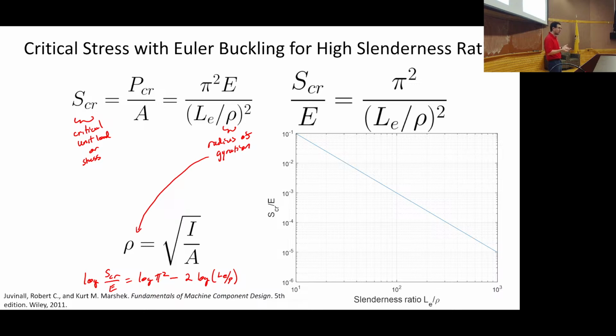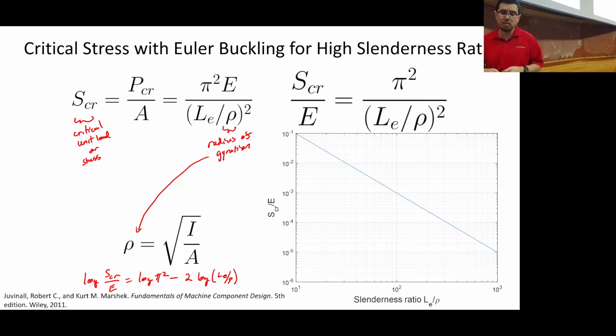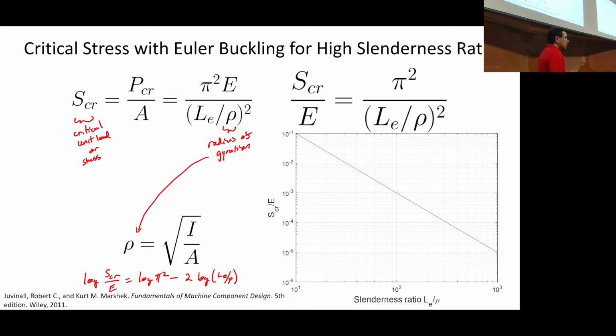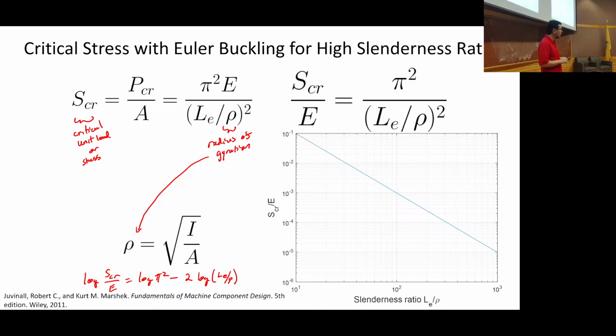We take the critical force applied compressively, divide by the cross-sectional area, and that's the critical stress. If you plot the critical stress over the elastic modulus versus the slenderness ratio, you get a line on a log-log plot that looks something like this. What is the slope of this line, in terms of decades versus decades?